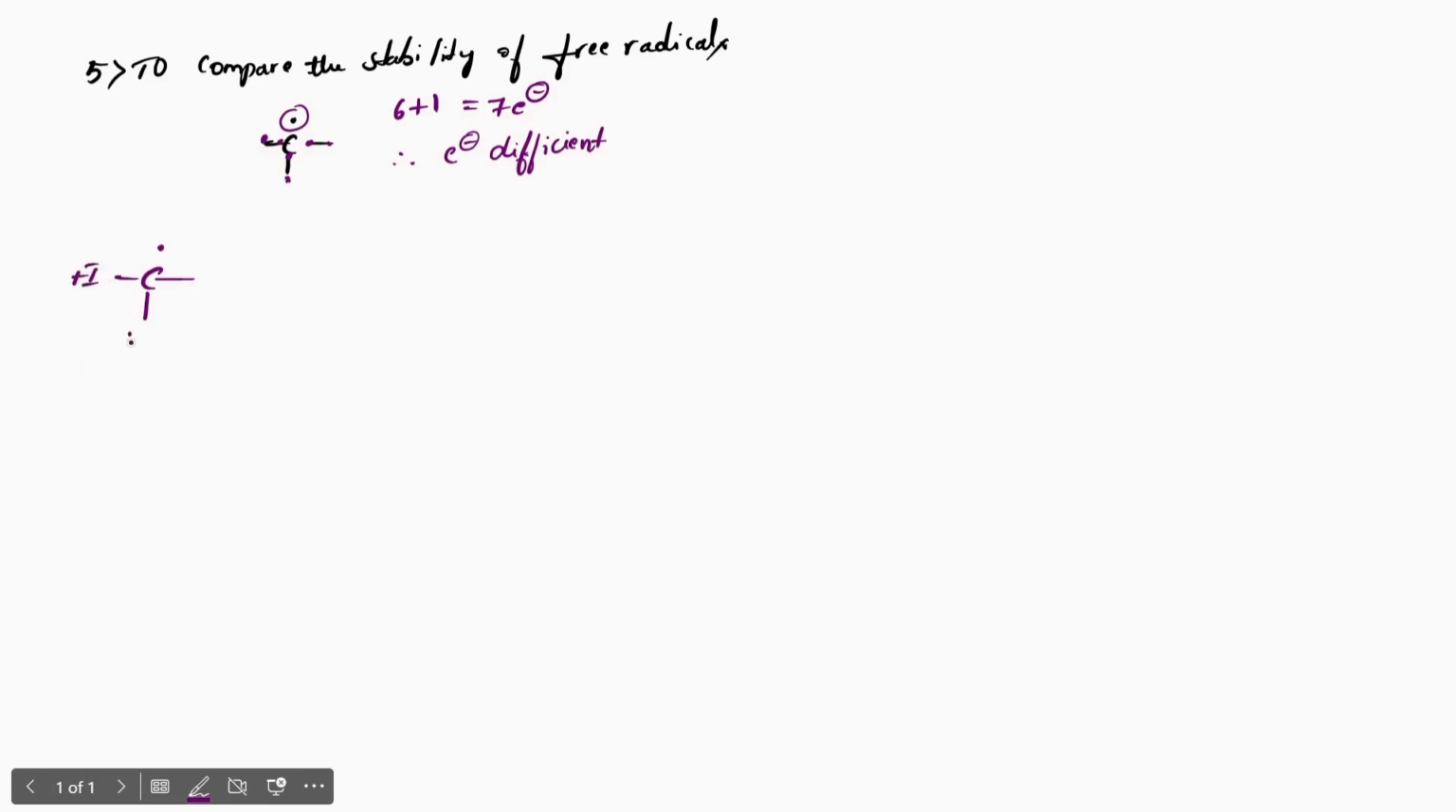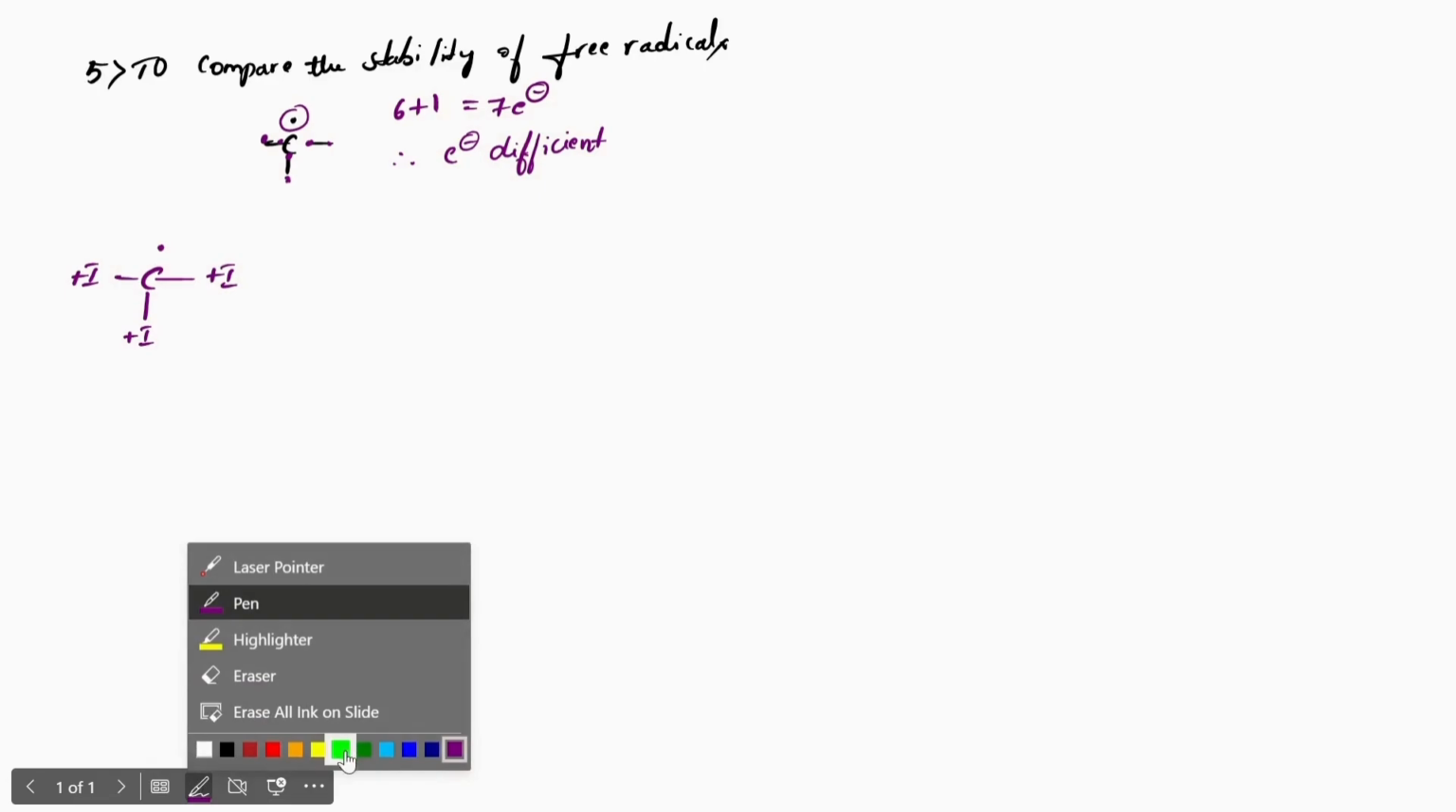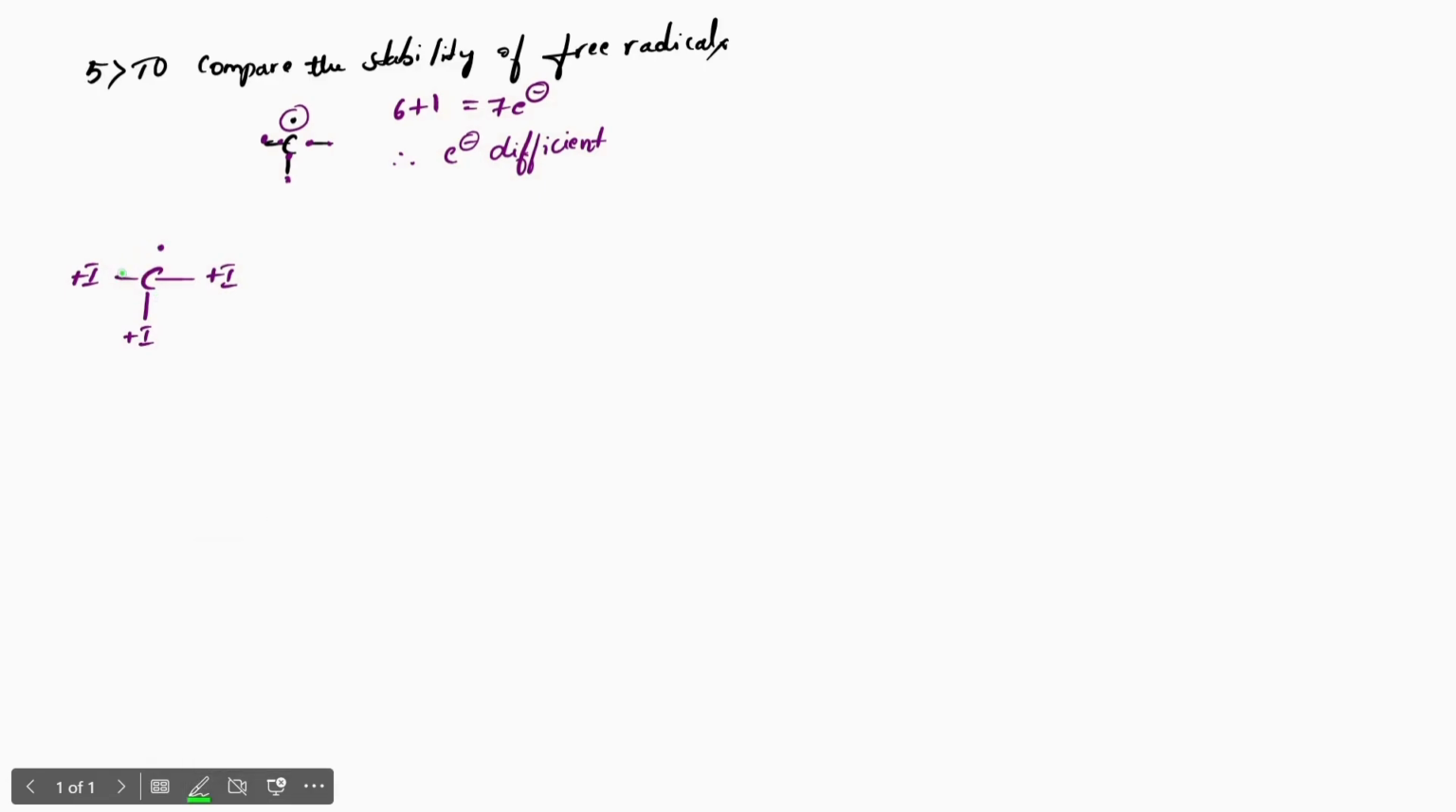positive inductive groups are attached. What happens now? These positive inductive groups donate electron. All three positive inductive groups donate electron to the electron deficient carbon atom so that it increases the stability. Positive inductive groups donate electron and increase the stability.